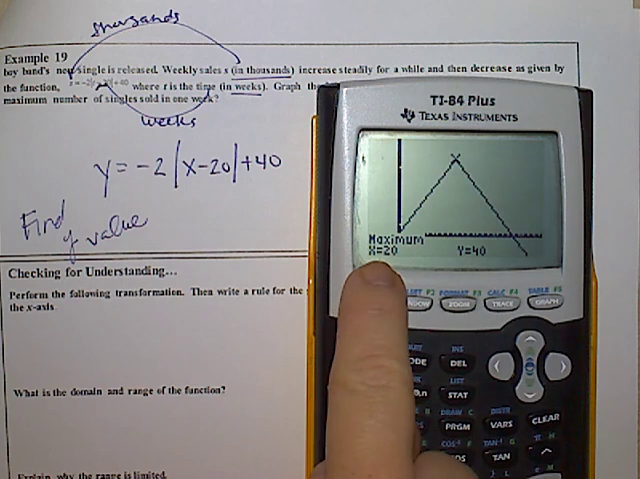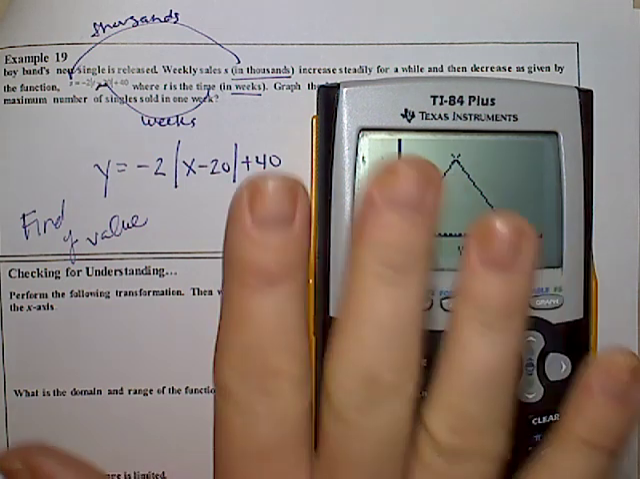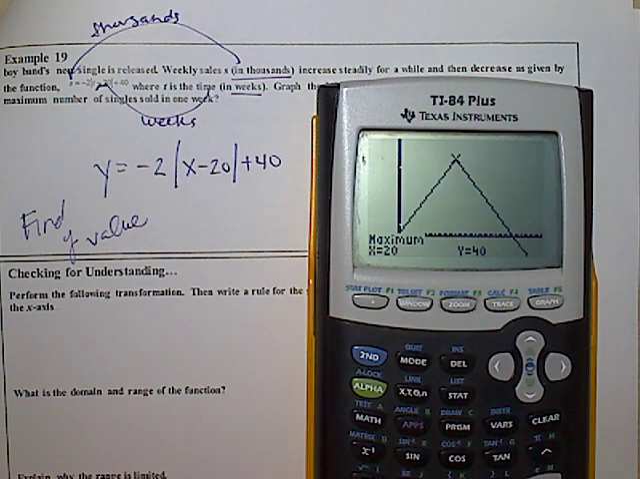Yours may say like 19.9999 or 39.999, but who has this answer? Very impressed. Now here's the key. What does this answer mean? Tell your partner right now. What does this answer mean?